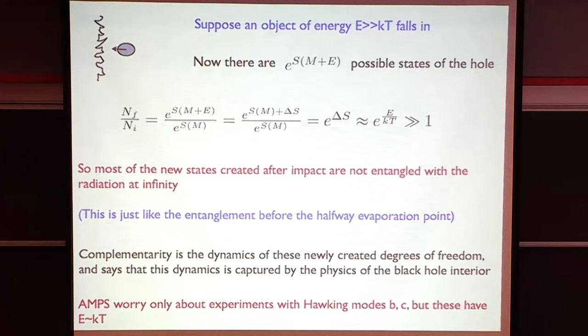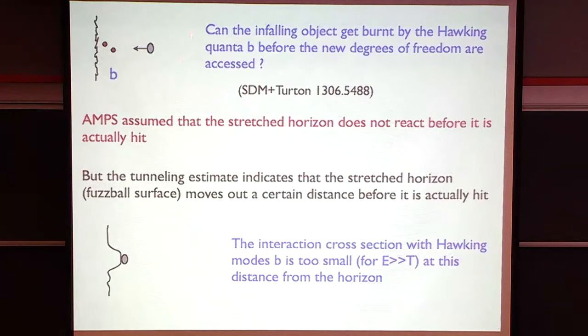So of course, AMPS worry about experiments with Hawking modes, B and C. The whole AMPS thing was very much focused on BC modes. But these have E of the order of KT. What is the order of KT? We'll have to see in more detail, maybe in David Turton's talk. But that's where the whole difference is going to come. When something heavy falls in, most of the states are new. Okay, but that isn't enough.